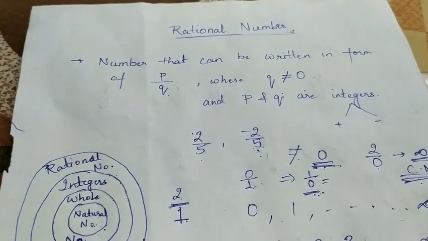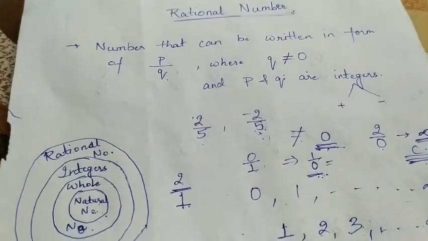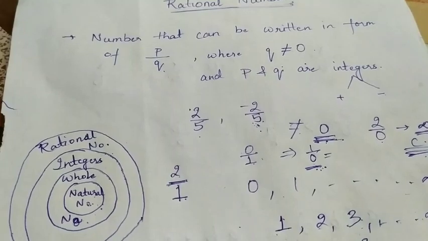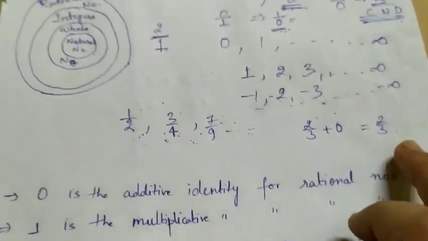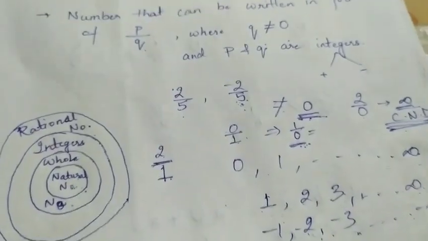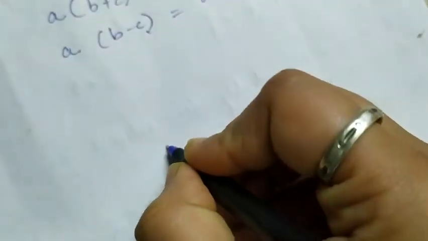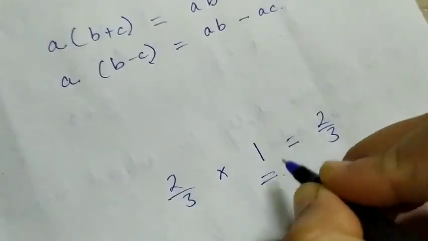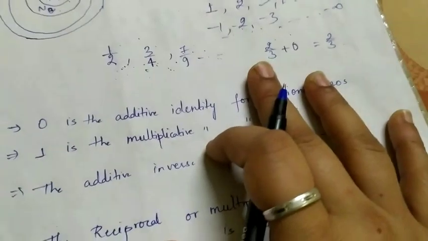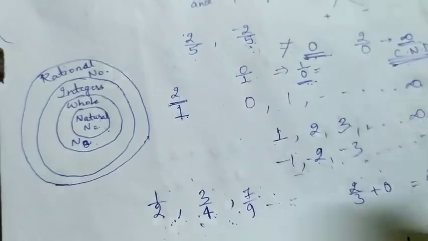Now you would have studied something about the additive identity for rational numbers. Since 0 is the additive identity for rational numbers, when we add 0 to any rational number, it gives the same rational number. Same thing when you multiply any number by 1, it gives the same rational number, that is 2 by 3. When you multiply it by 1, it gives the same rational number. So 1 is the multiplicative identity of 2 by 3. And you would have studied something about the reciprocal, that is the multiplicative inverse. Now what is additive?